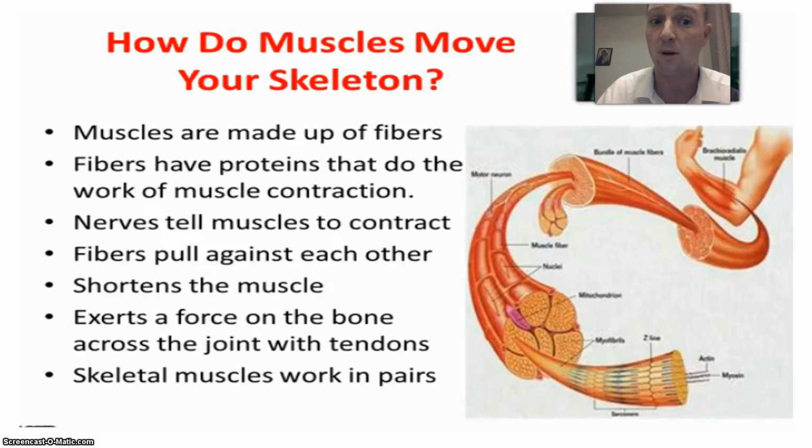The fibers have proteins, which do the work of muscle contraction. You have your nervous system playing. Your nerves tell your muscles when to fire, when to contract, so the muscle fibers pull against each other and shorten the muscle. When they relax, they spring out. And then you fire, it pulls and makes it shorter. That's called contraction, right? It is a force on the bone across the joint through the tendon.